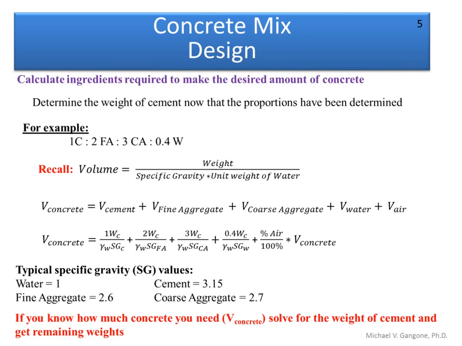And when we say 3 parts coarse aggregate, we're saying that the coarse aggregate is 3 times the weight of cement. And we're saying here with 0.4 parts water that the weight of water is 0.4 times the weight of cement. Okay, so notice how everything is basically in relation to the weight of cement. We make weight of cement 1, and everything else is in relation to it. So that's why we can come down here and use this particular equation, and we can fit in here that the weight of cement is just going to be 1 times the weight of cement. The weight of fine aggregate is 2 times the weight of cement. The weight of coarse aggregate is 3 times the weight of cement. The weight of water here is 0.4 times the weight of cement.